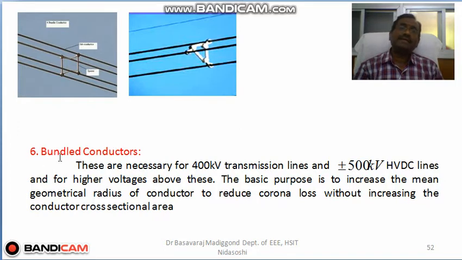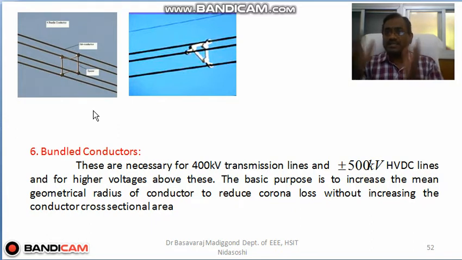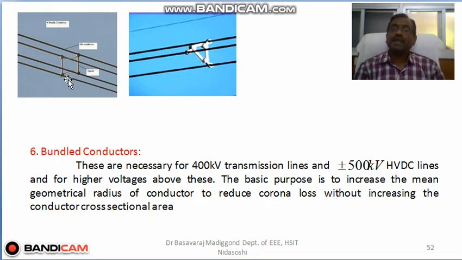What are these bundled conductors? If you recall, for a three-phase transmission line, you have three phases. In all these that we just discussed, copper conductors, aluminium conductors, or ACSR, aluminium conductor steel reinforced, a single conductor is used per phase. But in the case of a bundled conductor, every phase has more than one conductor. This is an example I have shown here. See, there are four conductors, but together they constitute one phase.